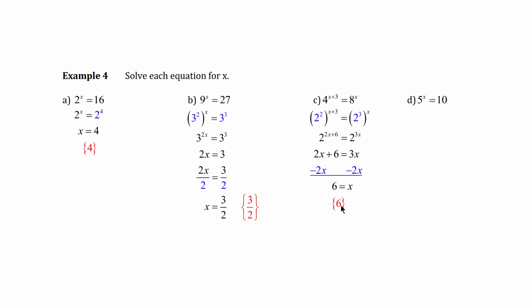Moving on to part D, we have 5 to the x power equals 10. For this problem, we can't rewrite 10 as an exponent with a base of 5, and we can't rewrite 5 as an exponent with a smaller base. In this case, we need to use a graphing calculator to solve this problem.